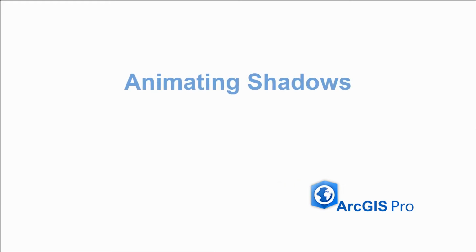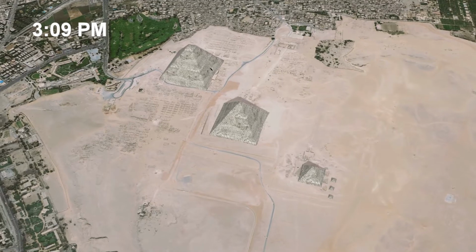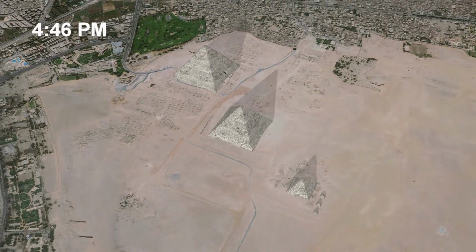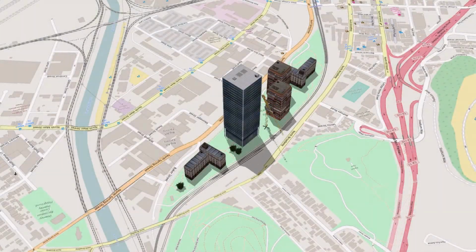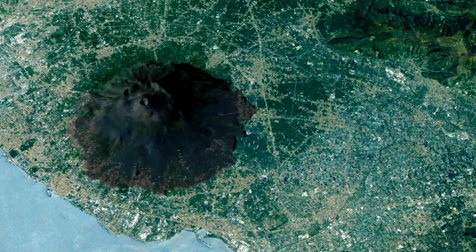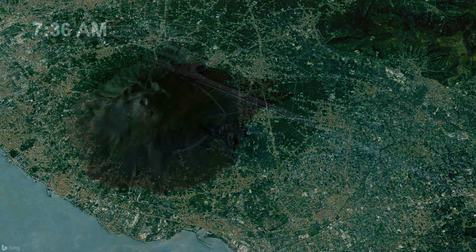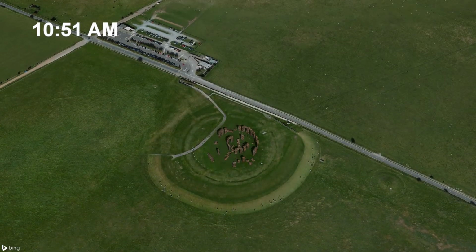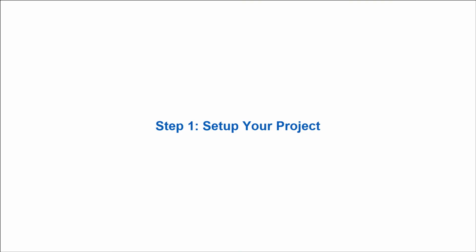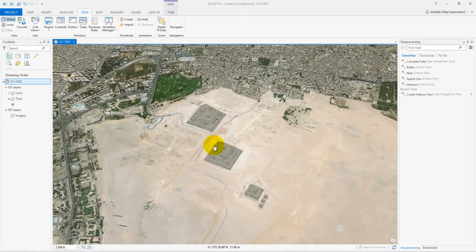Welcome to Animating Shadows in ArcGIS Pro. Using Pro's animation tools, you can enhance a general shadow analysis by doing things like discovering a building's shadow impact region, or a geographical feature shadow impact, such as a mountain shadow on a foothill community, or even conduct historical shadow analysis. Step 1. Set up your project.